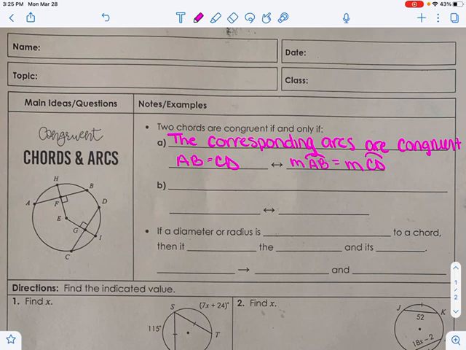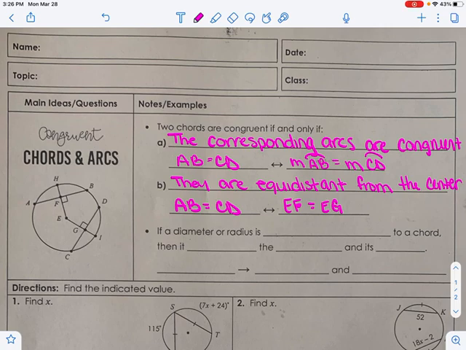Also, two chords are congruent if and only if they are equidistant, and just how it looks, equidistant is equal distance from the center. So again, chord AB would equal chord CD if and only if EF, that little line that connects it to the center, is equal to the other little line that connects to the center, which is EG.